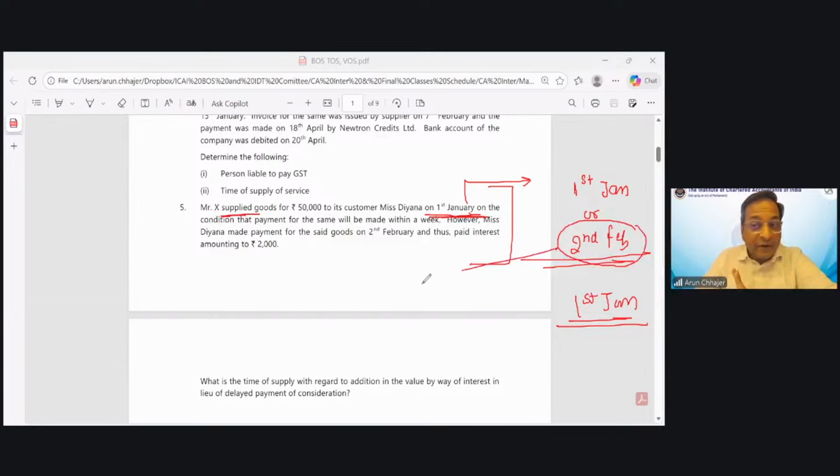In case there is an advance, which I have already explained, if that had been before the 1st Jan, then the notification has given relaxation regarding the liability of GST on advance for supply of goods under forward charge.